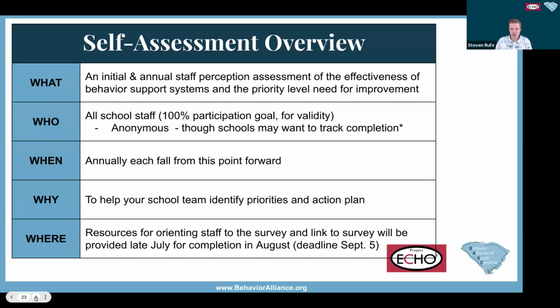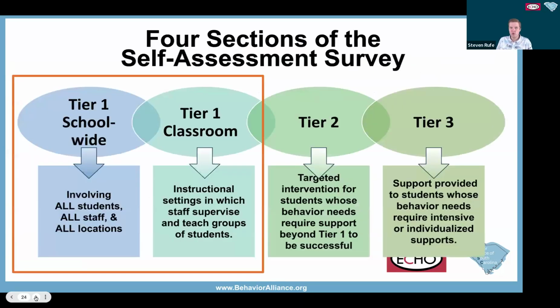The district behavior coordinator role is just to make sure that the schools are informed of the self-assessment survey and its purpose and reach the target participation rate before professional learning. On the next slide, we talk a little bit more about that self-assessment survey to give you an overview of the different parts of the self-assessment survey.